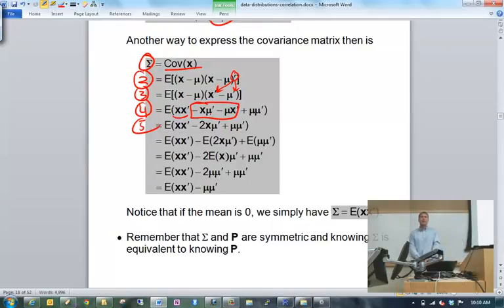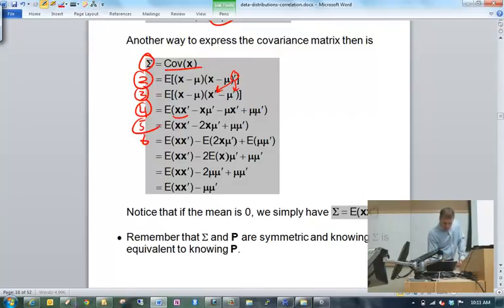Why can I combine them? I'm going to combine them into this 2x mu, I'm sorry, 2x mu transpose. What's the dimension of x mu prime? X times mu prime, 1 by 1. Dimension of mu x prime, 1 by 1. If you actually look at the stuff multiplied out, you're multiplying exactly the same stuff out. So, because of that, I can simply combine that into 2x mu prime.